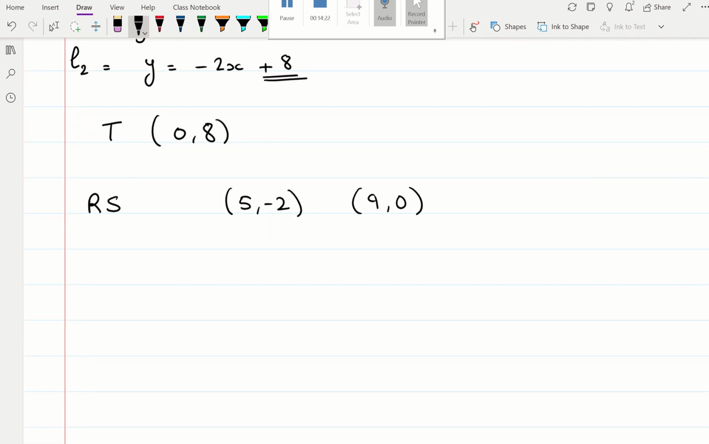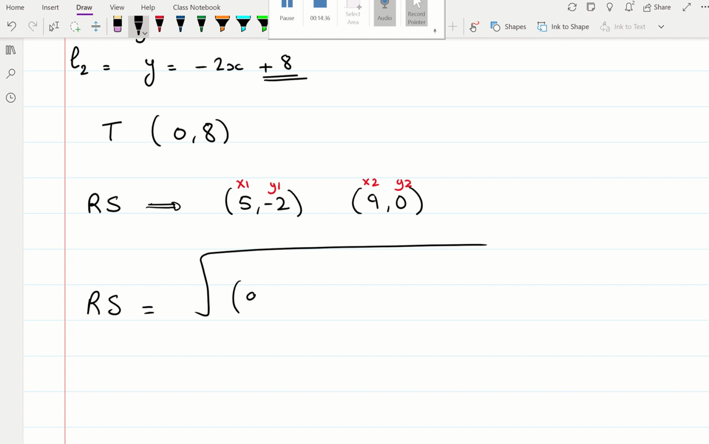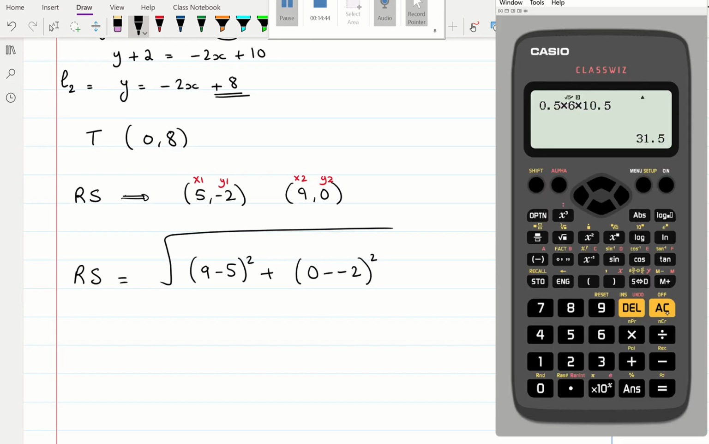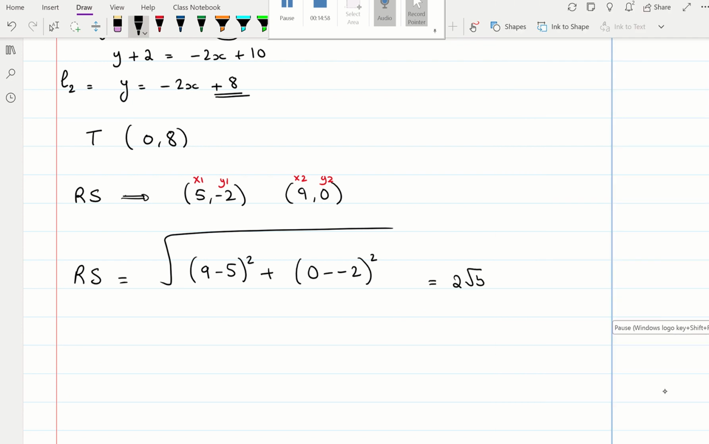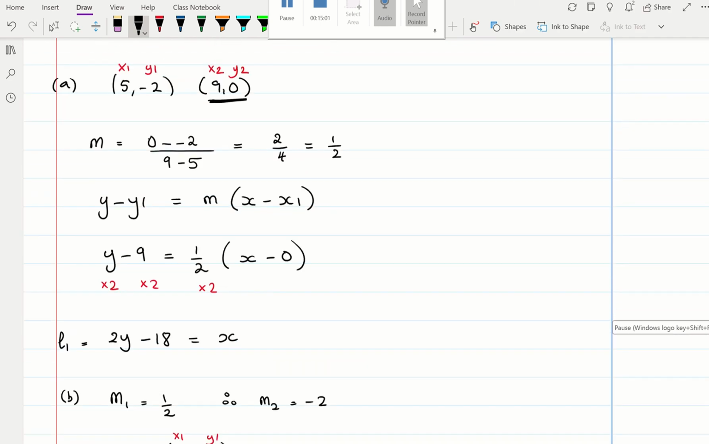Yeah, so x1, y1, x2, y2. So I've got my square root. 9 minus 5 squared plus 0 minus negative 2 squared. 9 minus 5 squared plus, okay, so that is 2 root 5.